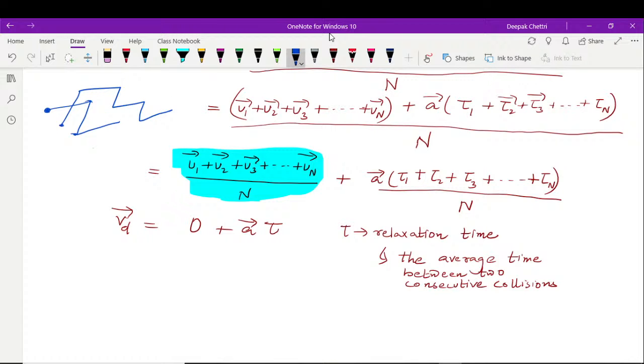Okay, so what is this tau? It is the average relaxation time between two consecutive collisions. The electron collides once here, collides here. If I take how much time the electron moved between these two collisions, let us say tau 1, then between the next two, tau 2, and the third, tau 3, and so on, and take the average of that, it is called tau. That is the average time between two consecutive collisions.